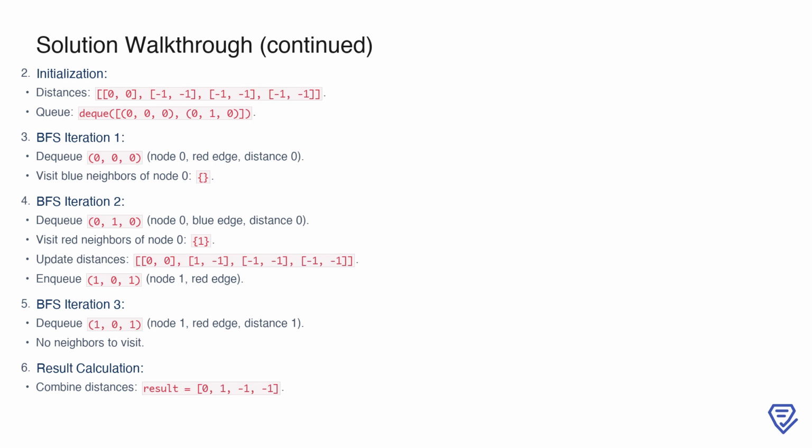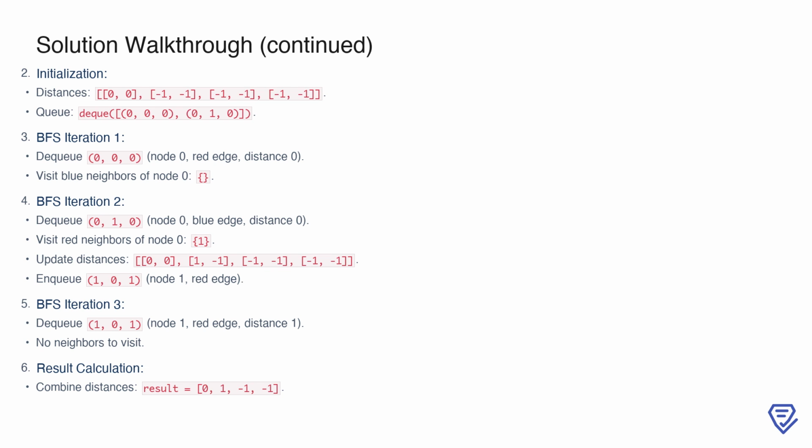In the second iteration, we dequeue node 0 using a blue edge at a distance of 0. From here, we check its red neighbors, which is node 1. Since node 1 has not been reached via a red edge yet, we update its distance to 1 and enqueue it with the information that it was reached via a red edge. In the third iteration, we dequeue node 1 using a red edge at a distance of 1. However, node 1 has no neighbors to visit, so no further updates are made.